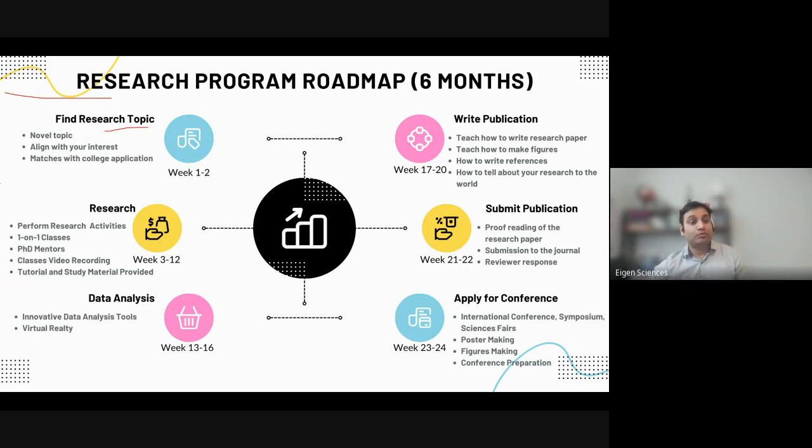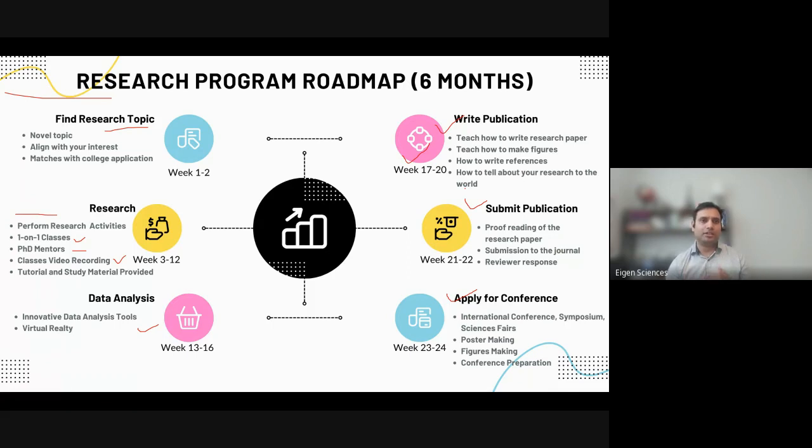Then we spend most of the time conducting research, with one-on-one classes and a PhD mentor, and we record all our sessions. That's very helpful. Sometimes you forget, sometimes you have an exam so you cannot focus, then you can just watch those videos again and complete your assignments. Then we do data analysis, then we write the research paper, then we submit it, and then we go to conference.